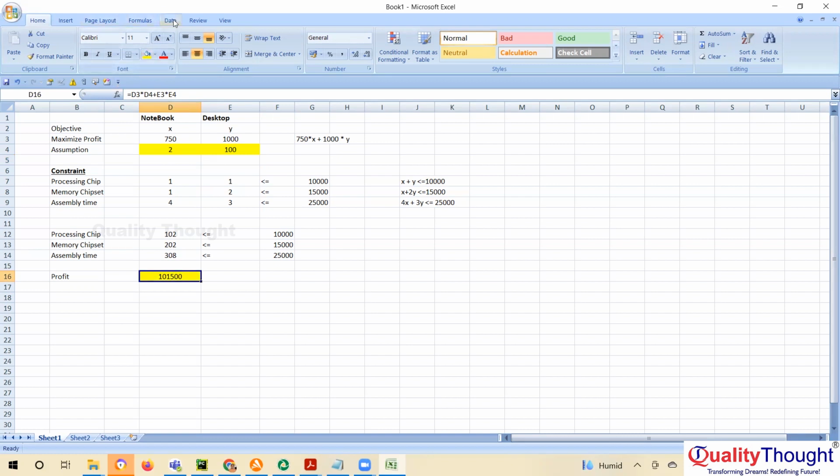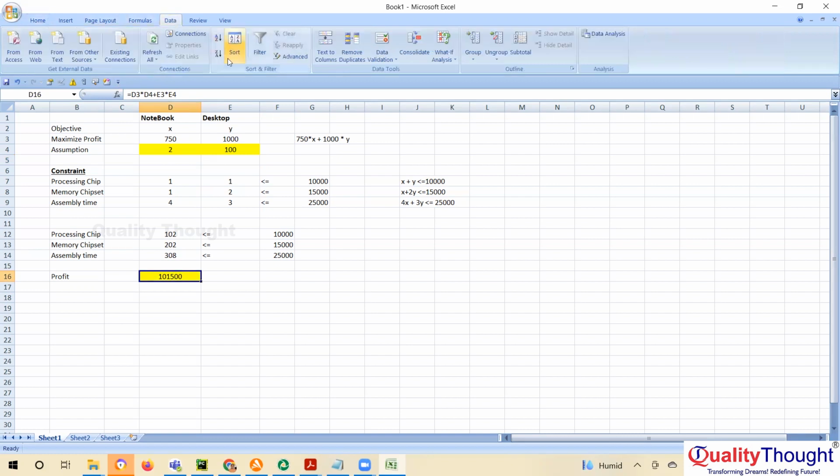So you go to data, and here you will have what-if analysis. So what we have done so far, we have to maximize this value by changing these two. So we need to find the right number of notebooks and desktops.